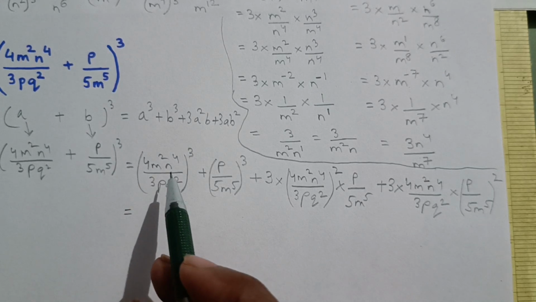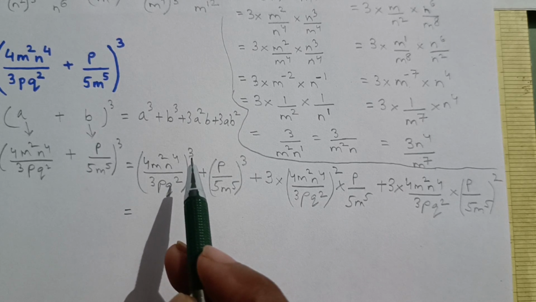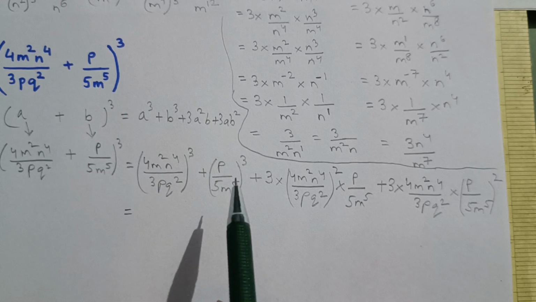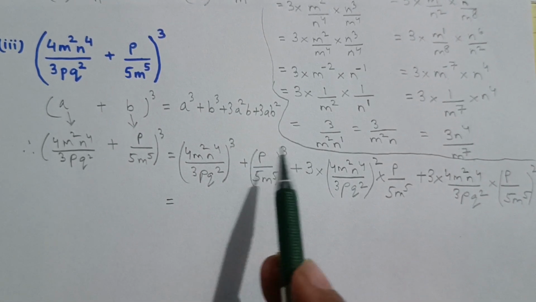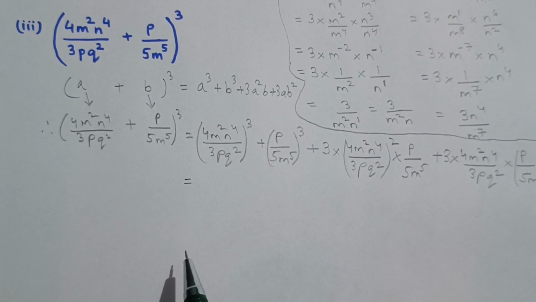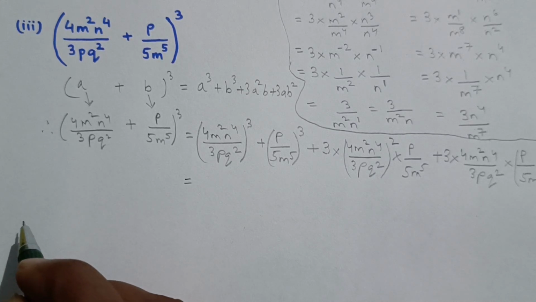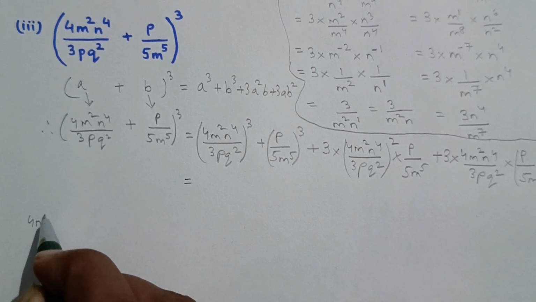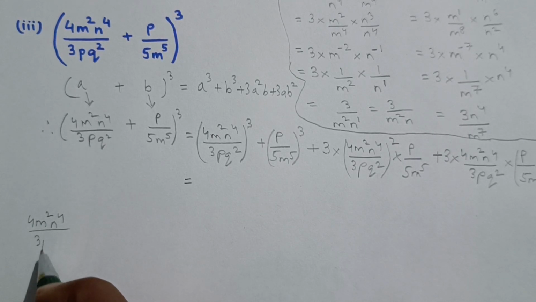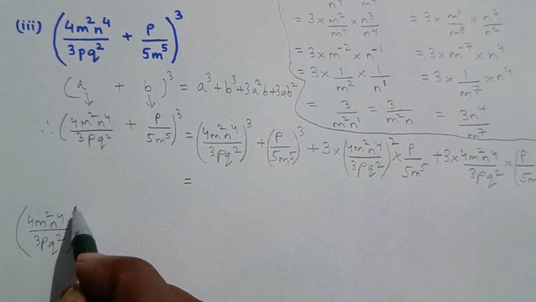So (4m square n to the power 4 upon 3pq square) whole cube, how much is that? I will just do this expression for you if you don't know, and we will do it fast. I will just show you how to solve it if you don't know how to solve this. So we have (4m square n to the power 4 upon 3pq square) whole cube.